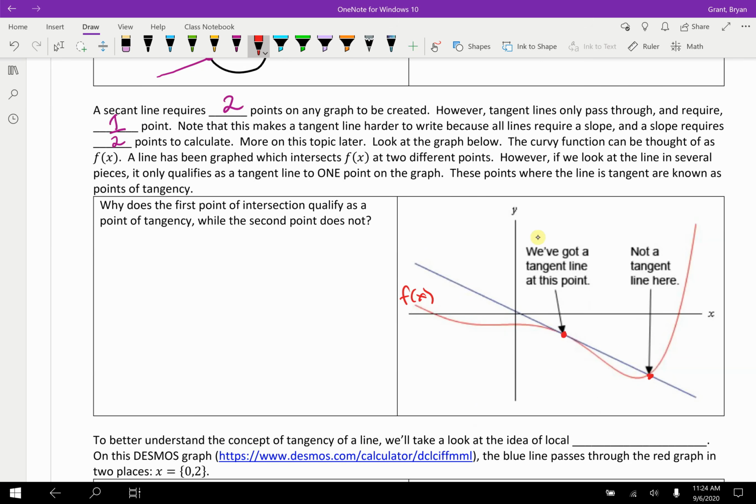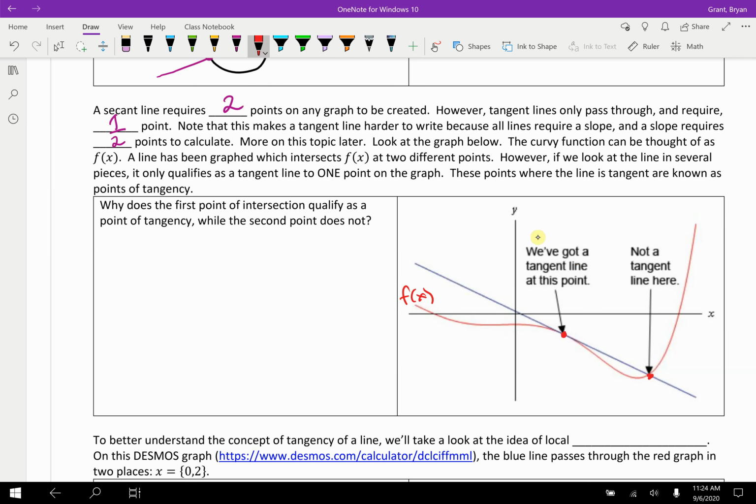Right? So this first one, and I shamelessly stole this graph online, and you know that because I don't like the word "got," right? Why "got" is redundant. You just say we have a tangent line at this point. Try to cut "got" out in your language. It's a weird, ugly word.